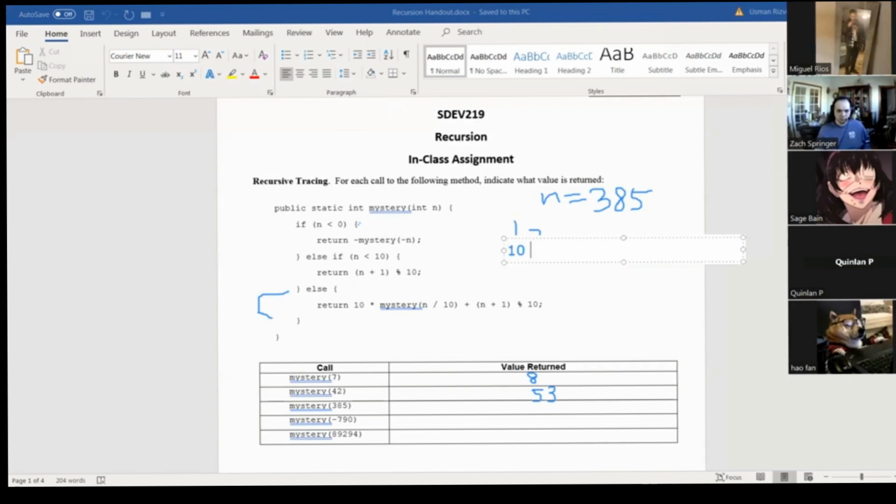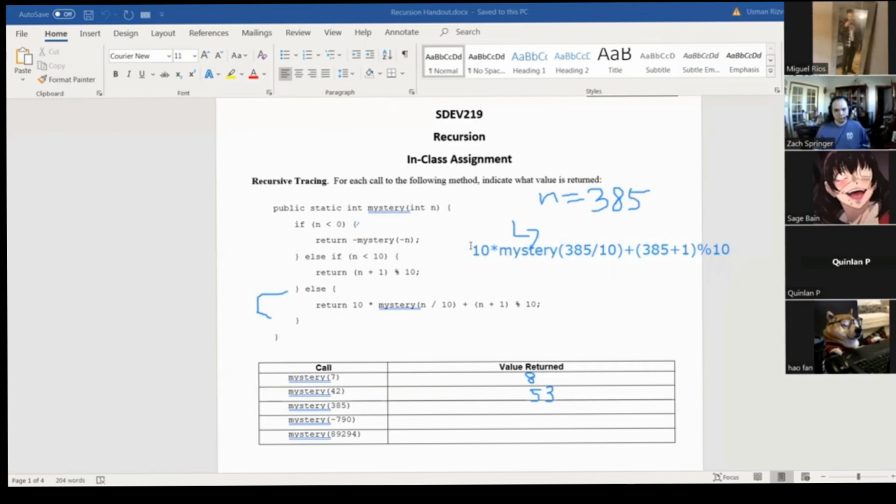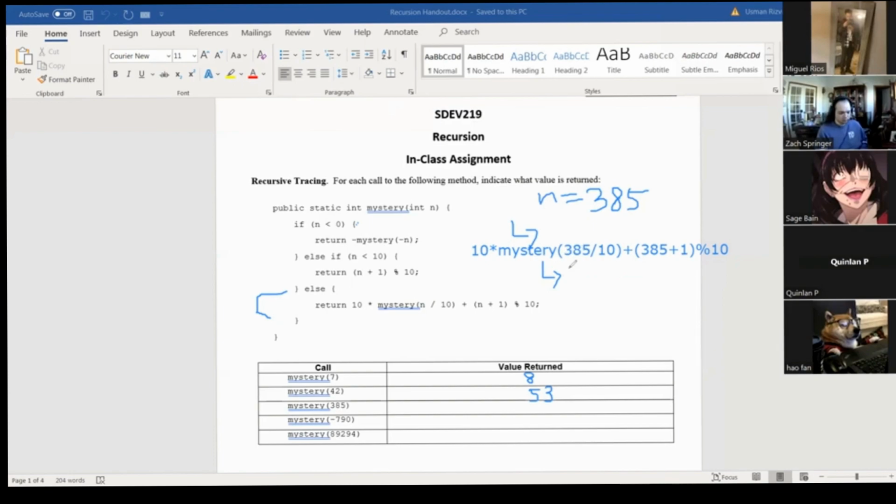We have 10 times, because I'm going to run out of space, 10 times the mystery, 385 divided by 10, plus 385 plus 1 mod 10. So n is 385, and this is called. Now we have an unknown, we need to solve it. What's the value of n that is passed in for the recursive case? 38. So n is equal to 38 at this level.